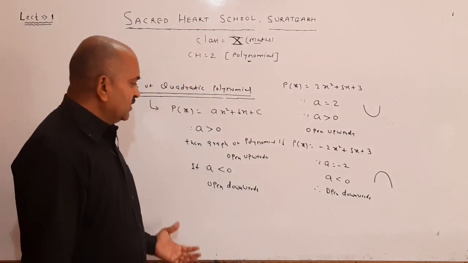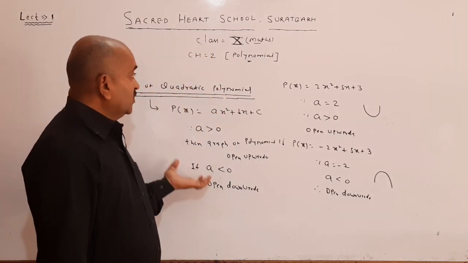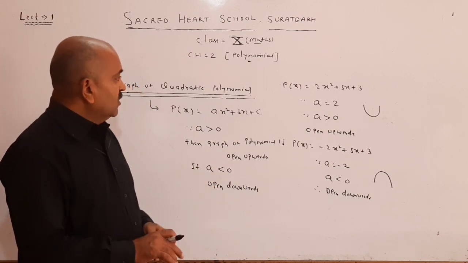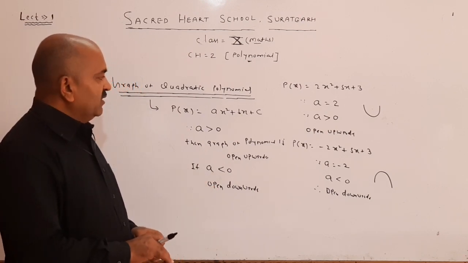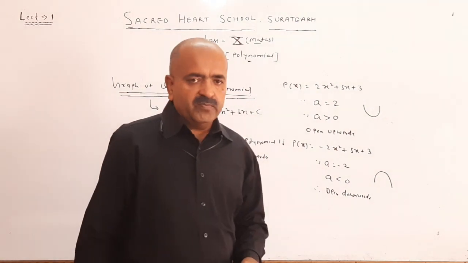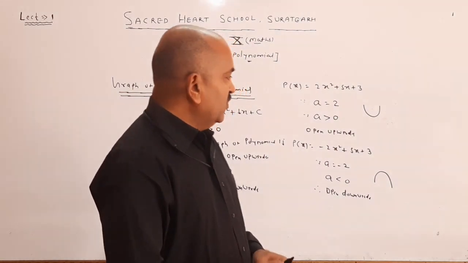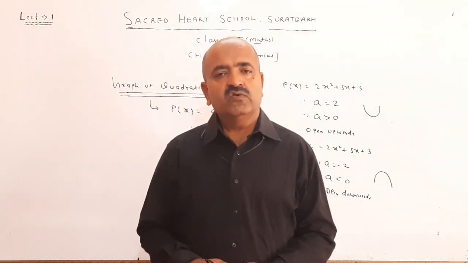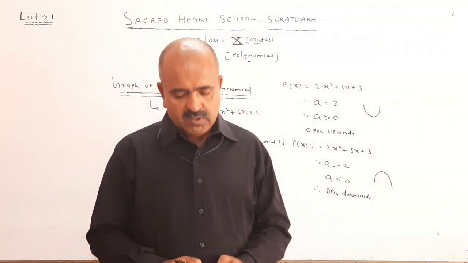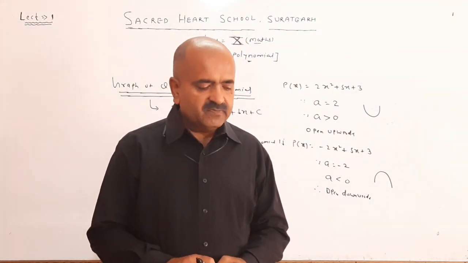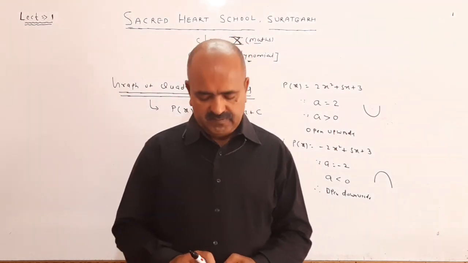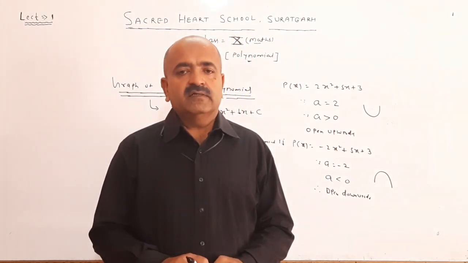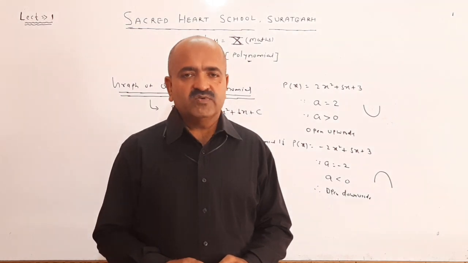So students, now this concept is complete: polynomial, degree of a polynomial, types of polynomial, and finding zeros of the polynomial. Now exercise 2.1 we will start tomorrow. Okay students, thanks.